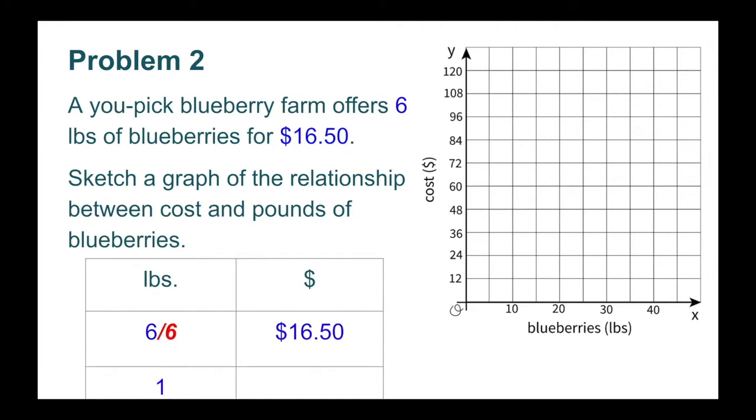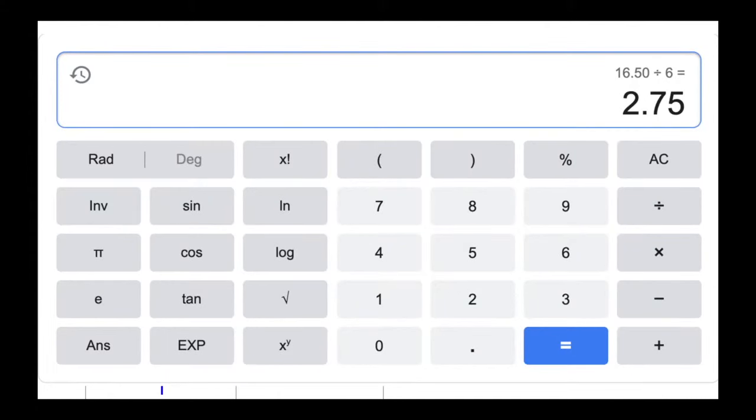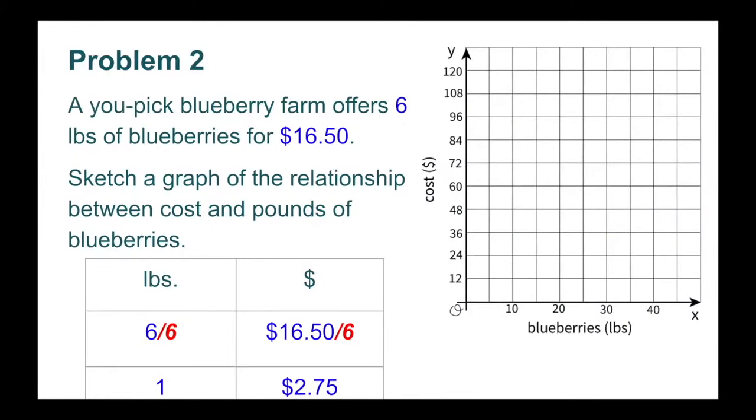$16.50. 6 pounds divided by 6 equals 1 pound. Since I divided the pounds by 6, I need to divide the dollars by 6. $16.50 divided by 6. $16.50 divided by 6 is $2.75. So 1 pound would cost $2.75.